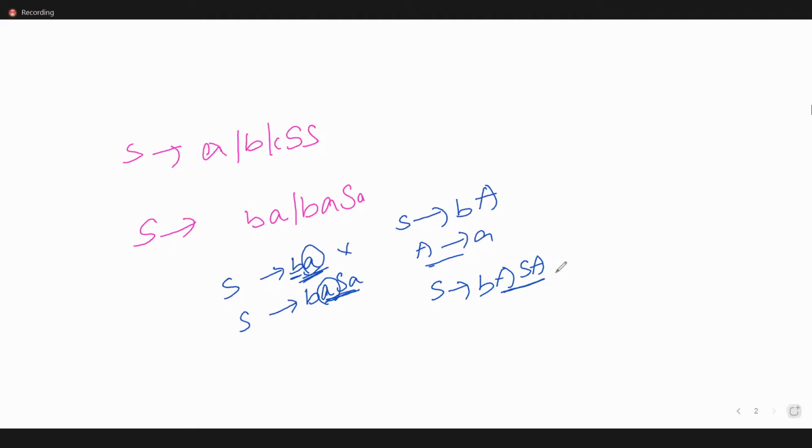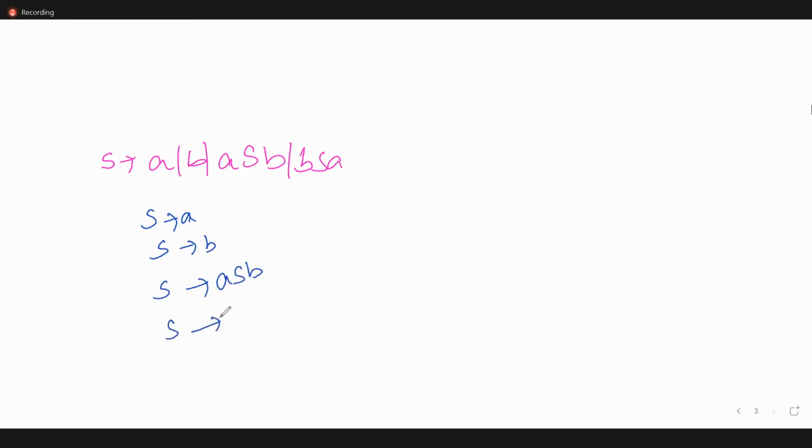We'll do some other problems. Next equation is S tends to a, or b, or aSb, or bSa. First, we'll write all the productions individually: S tends to a, S tends to b, S tends to aSb, S tends to bSa. These are the things given to you. So the first one is already in GNF, the second one is also in GNF, the third one is not in GNF, and the fourth one is also not in GNF, right?